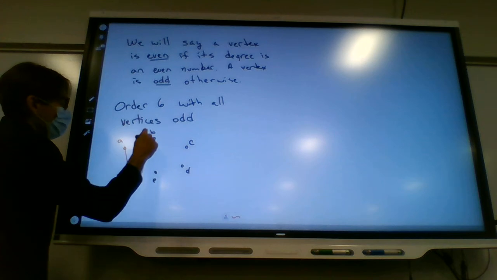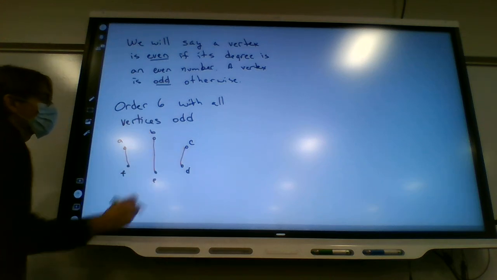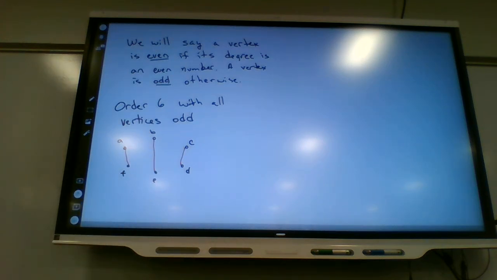It's a really easy one. There's a really easy one that satisfies that condition. What's the degree of all these vertices? 1. They're all degree 1. No, there's lots of other choices, right? You can do lots of other things as well. So having all odd.